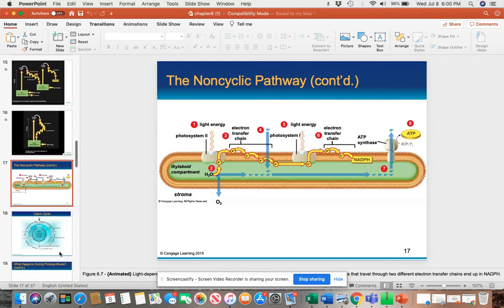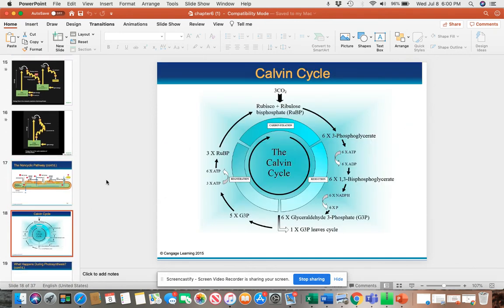In the stroma, we have carbon dioxide, and we use the ATPs produced as well as the electron carrier NADPH to eventually produce your glucose. Intermediate forms prior to the formation of glucose can be seen throughout this process.